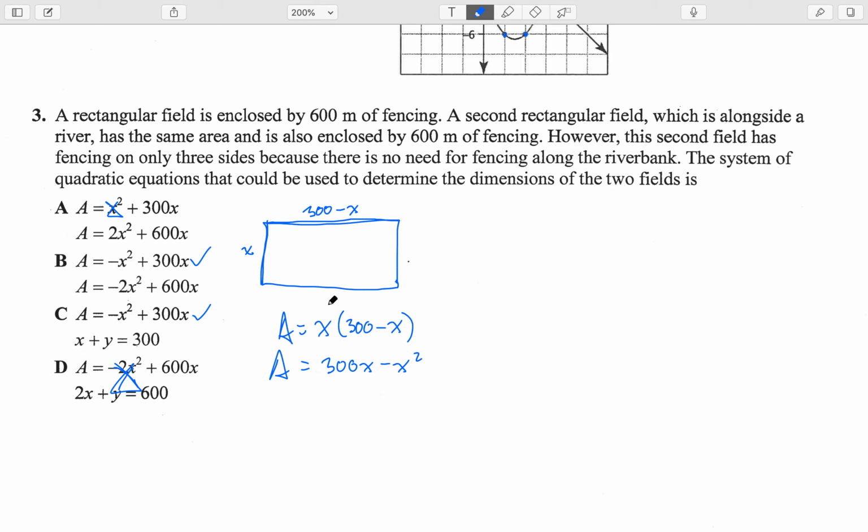Okay, now what? A second rectangular field, which is alongside a river. Okay, so here's my river.